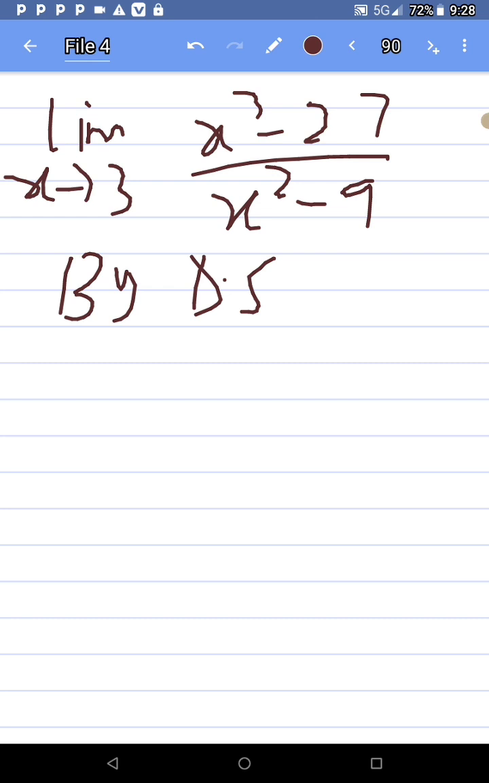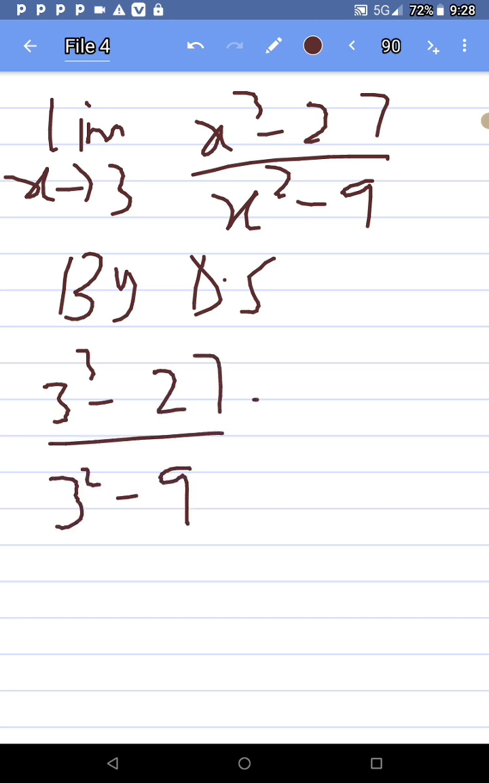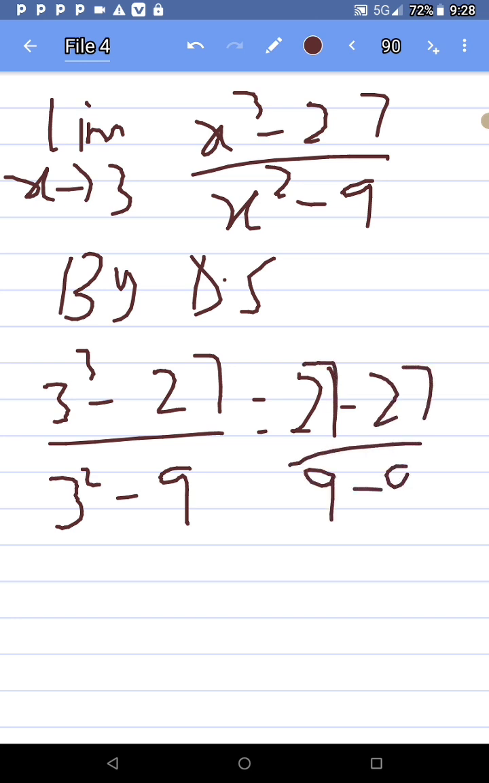Substituting 3 for x, that will be 3 cubed minus 27 over 3 squared minus 9. 3 cubed is 27, minus 27, over 9 minus 9. So we get 0 over 0. This is an indeterminate form. Then since we've stated L'Hopital's rule, there's another thing we can do. It's not always L'Hopital's rule. We can actually factorize this, but it may be stressful. So let's just go by L'Hopital's rule.